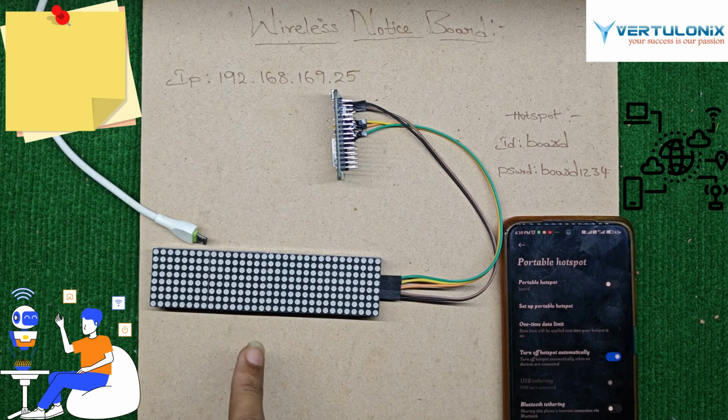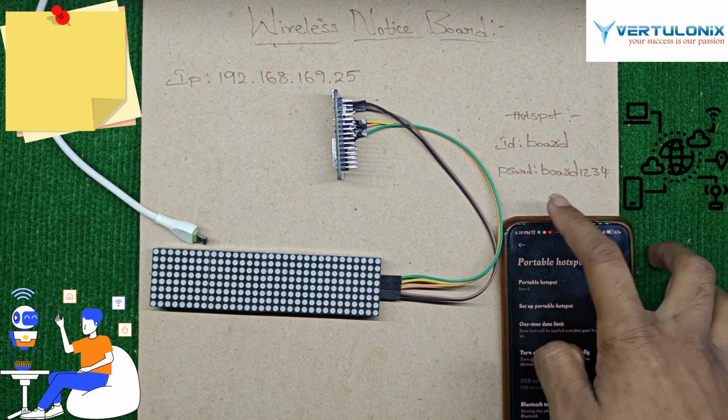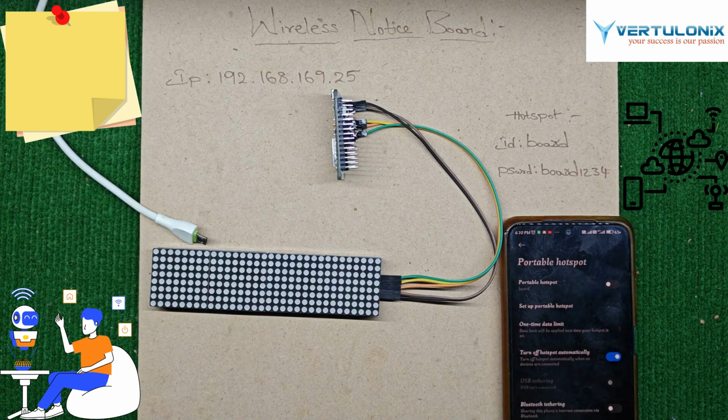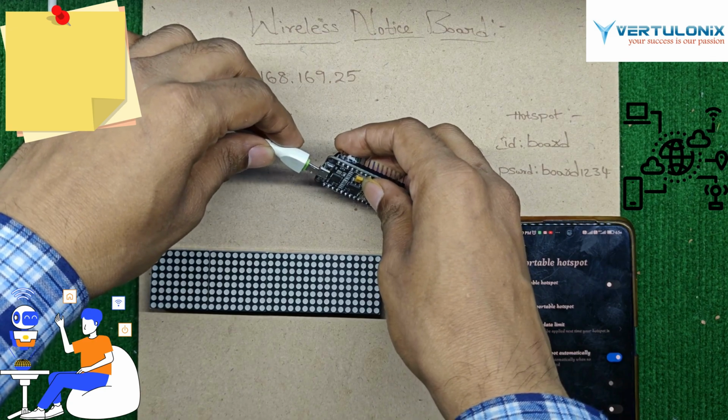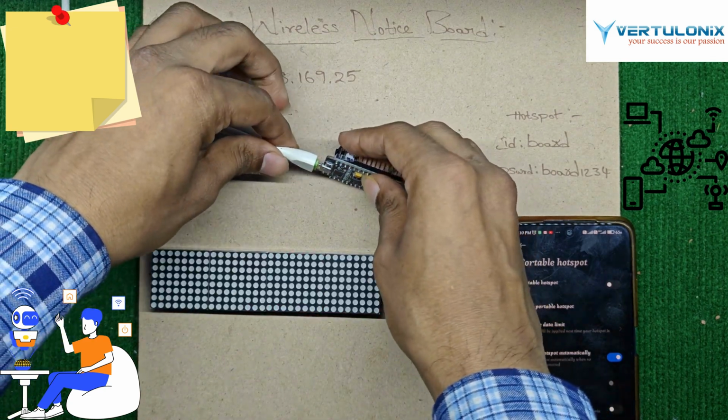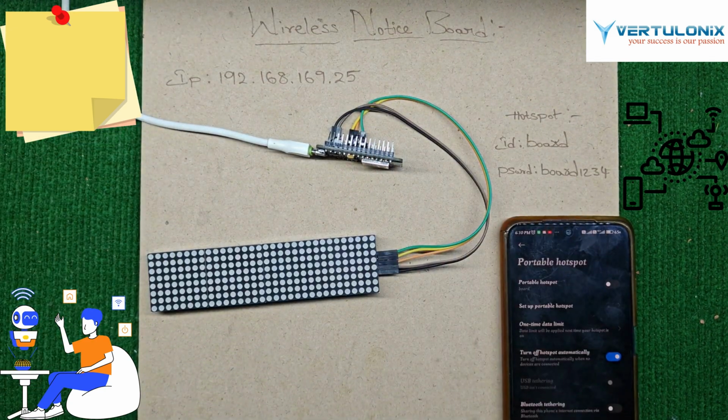So we have this dot matrix display and Wi-Fi module. Now let's set up the hotspot and password first. You need to turn on your net and hotspot using the ID and password, and you need to connect the Wi-Fi module using a USB cable and turn on your hotspot. It will automatically get connected to the hotspot.